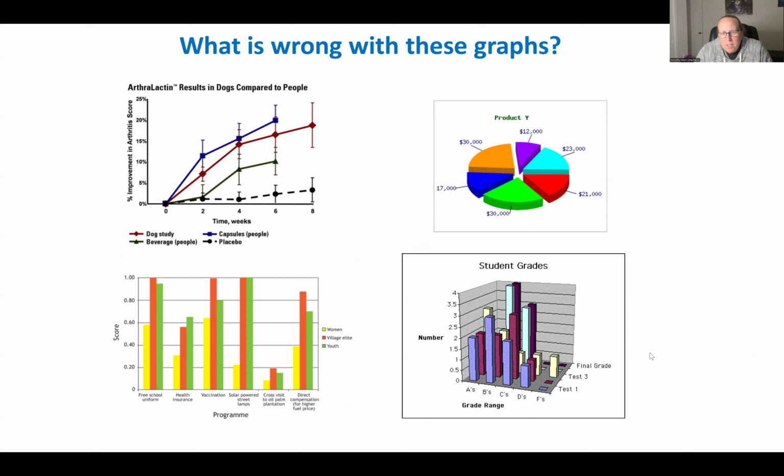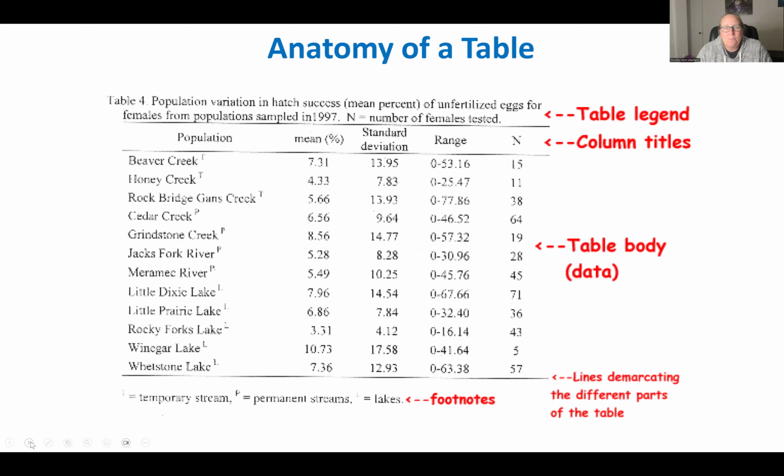And then student grades down here, this is just really messy and hard to read. Does this make sense how weird this is? Like, can you even really see what that is? So you have to choose the right graph for your data and your audience.